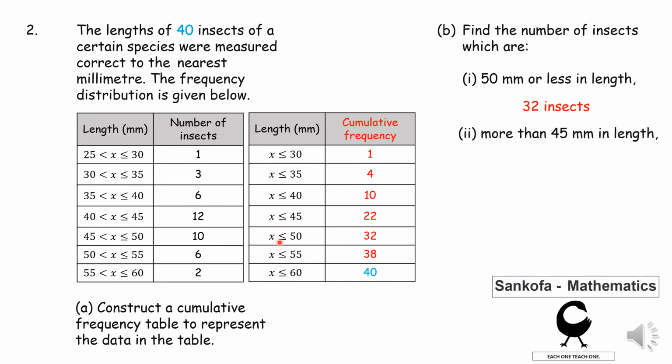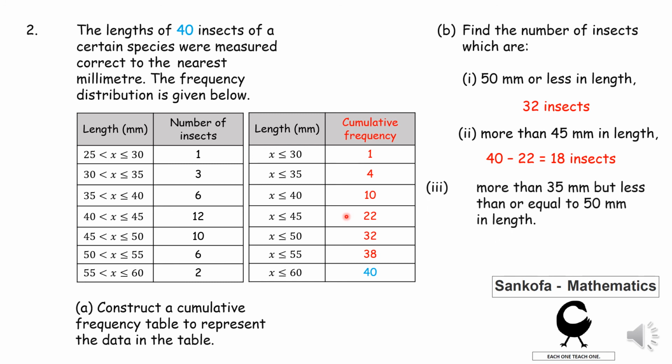More than 45. So for more than 45, you're going to take 40 minus the 20, because more than 45 means we're looking at this interval here, which is basically going to be that 10 plus that 6 plus that 2, which is just 18.